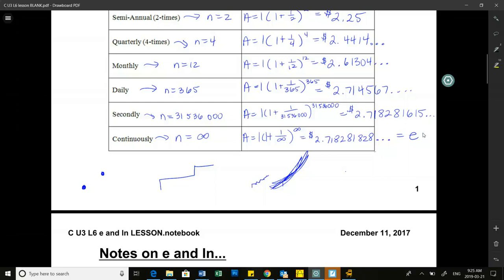Mark? Like, since it's to the power of infinity... Okay, guys, too many conversations happening right now. Mark is talking. Go ahead.